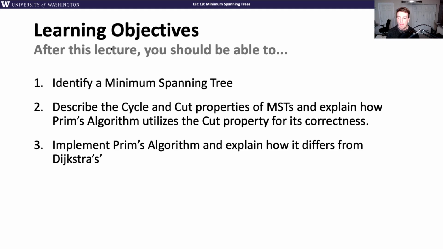So before we begin, I want to start with our learning objectives. And then in this video, I'm going to do a bit of a recap of what we've seen so far about graphs. Our learning objectives for today are to be able to identify what a minimum spanning tree is. We want you to be able to describe the cycle and cut properties of these minimum spanning trees and explain how Prim's algorithm utilizes the cut property for its correctness. And then we want you to be able to implement Prim's algorithm and explain how it differs from Dijkstra's algorithm.